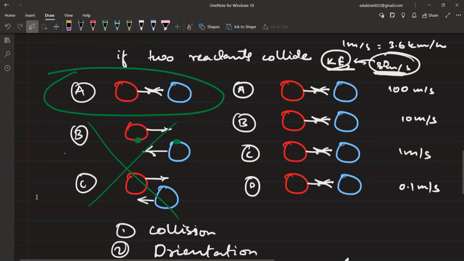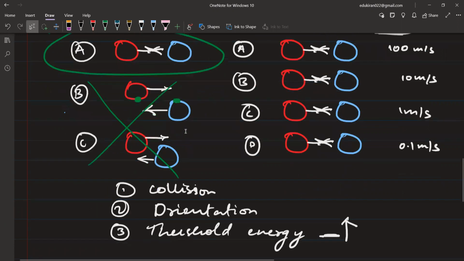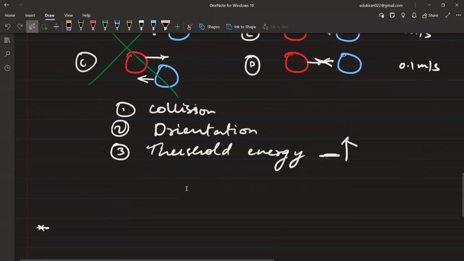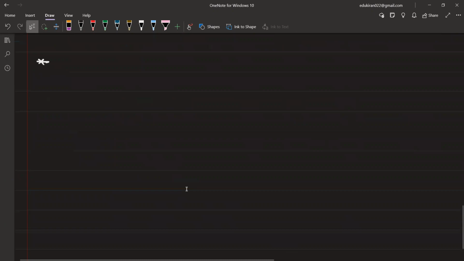It doesn't have to be 80, but there should be some minimum amount of energy that a molecule should hold while colliding with another molecule. Then only is the reaction possible, then only can we say the collision is an effective collision which is going to give us some product. Right? Understood, right? Next.